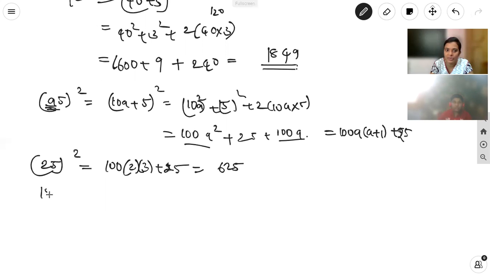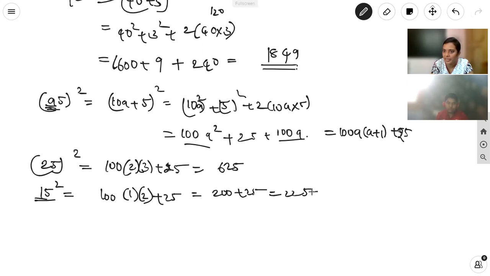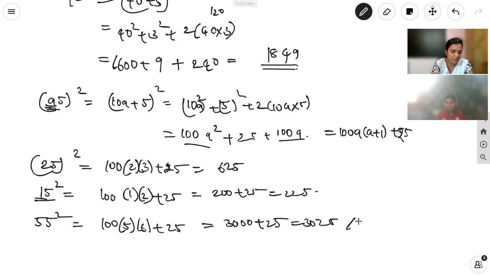So what is the pattern in the tens place? If 15 is there, we know that 15 square is 225. 15 means 100 into the tens place number, which is 1, and the next number is 2, plus 25. 200 plus 25 is 225. Correct. Whatever the number, you can take 55 square: 100 into 5 into 6 plus 25. 5 6s are 30, 30 into 100 is 3000 plus 25. It's 3025. These are the numbers we are getting.